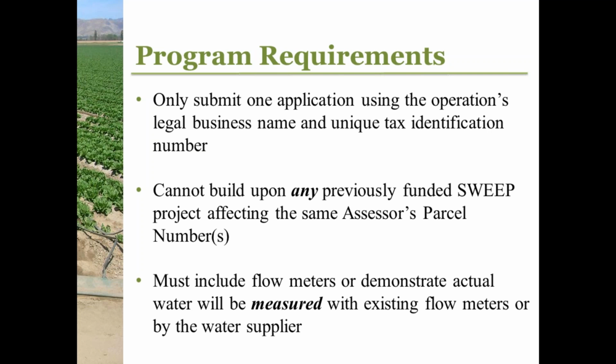The application you're submitting for 2017 cannot build upon any previously funded SWEEP project affecting the same assessor parcel numbers. For those who have received SWEEP funding in the past, we still encourage you to apply for a new project on a new APN. Also, all projects must include flow meters or demonstrate how actual water will be measured with the existing flow meters or by the water supplier.